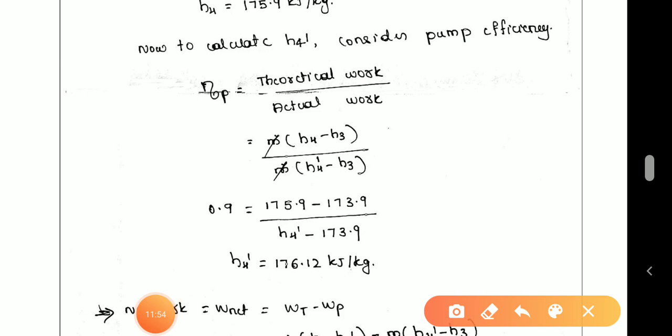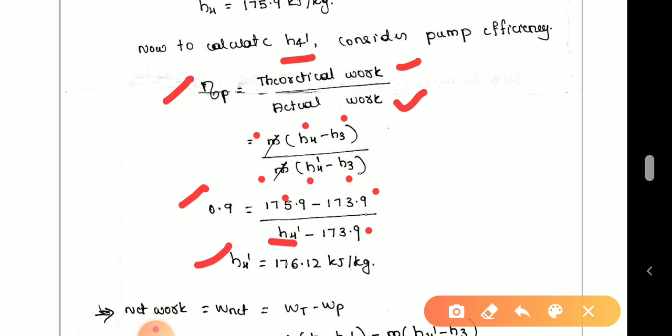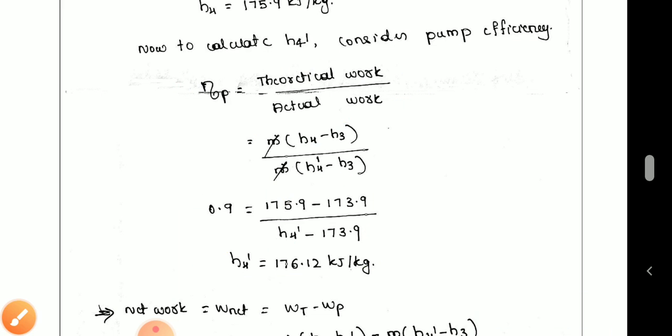Now we have to calculate H4 dash. Again the pump efficiency is given. The efficiency of the pump is equal to theoretical work divided by actual work. The theoretical work of the pump is mass into H4 minus H3, and the actual work is equal to mass into H4 dash minus H3. Here we know the efficiency of the pump, H4 is known, and H3 is known. So the unknown is H4 dash. Calculating it, H4 dash is equal to 176.12 kilojoule per kg.